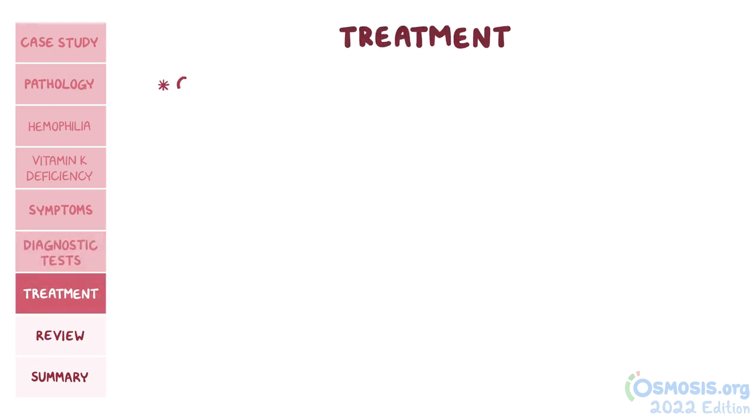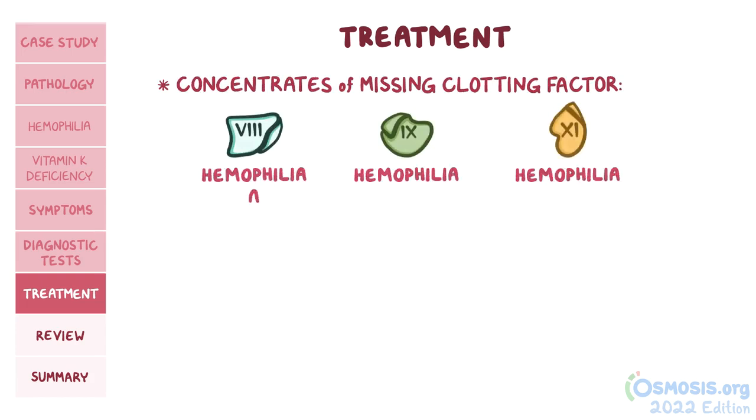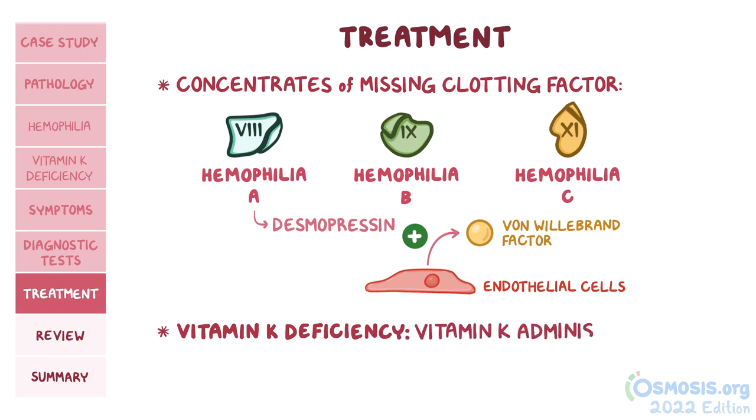Now, treatment includes concentrates of the missing clotting factor 8, 9, and 11 for hemophilias A, B, and C, respectively. Desmopressin is also used in hemophilia A, as it stimulates the release of von Willebrand factor from endothelial cells. In individuals with vitamin K deficiency, vitamin K is administered.